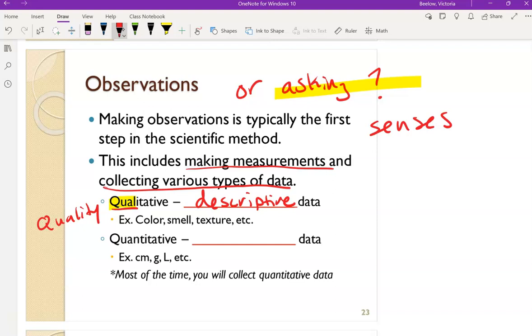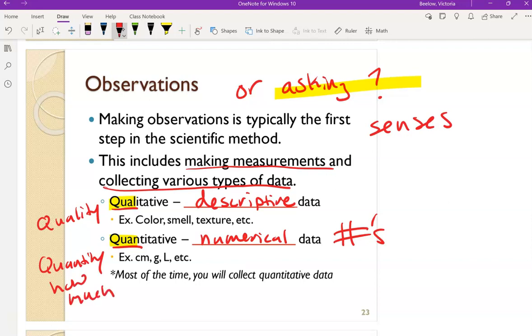Sometimes we'll collect this data in this class, but most of the time in this class, we are going to be collecting quantitative data, which is numerical, basically numbers. And I always remember quan, I think quantity. I think how much of something. And again, this can be a measurement in those metric units that we've been talking about.